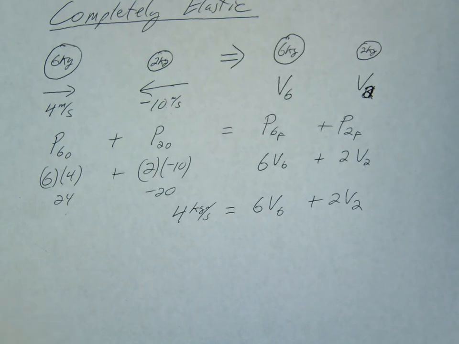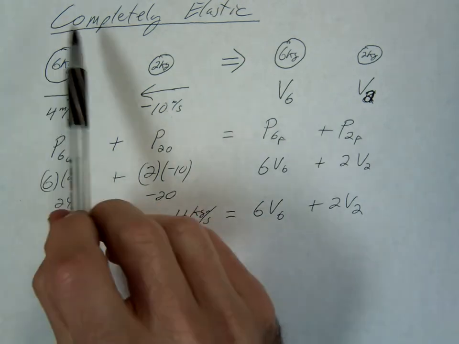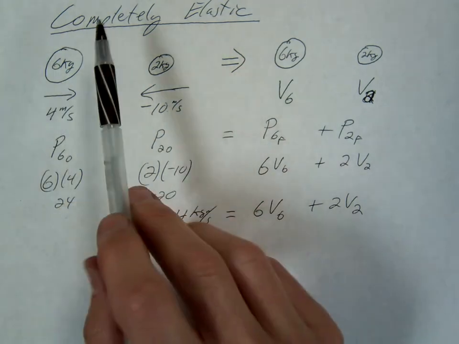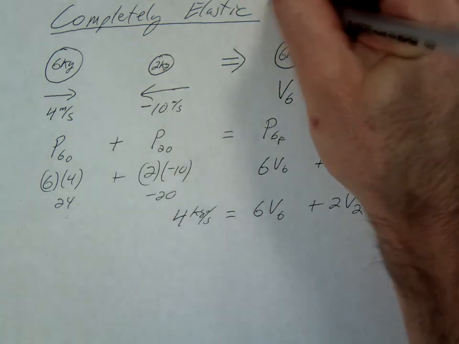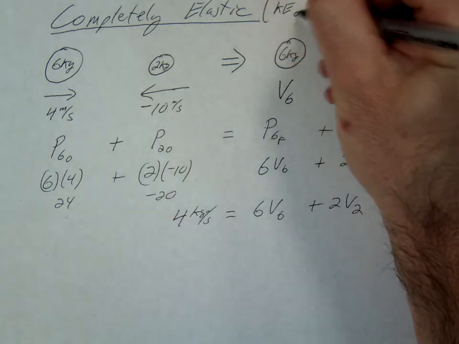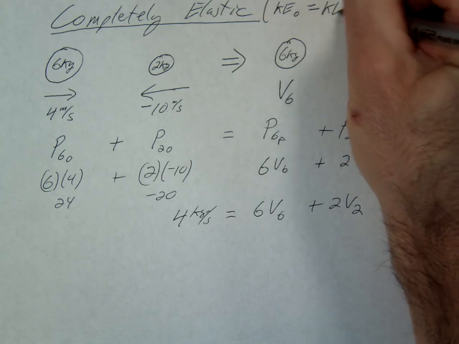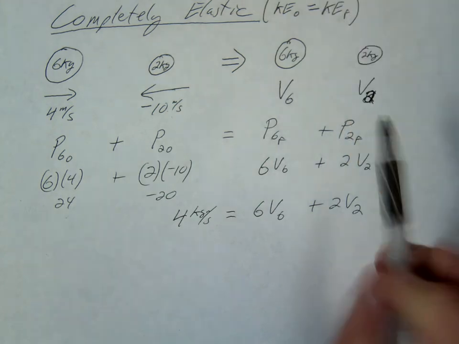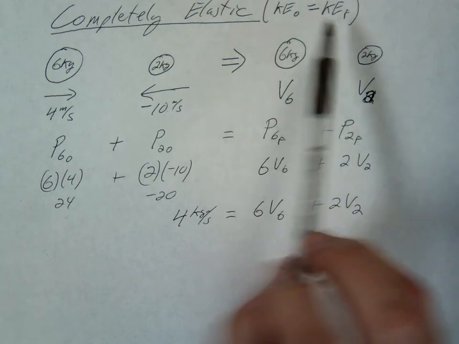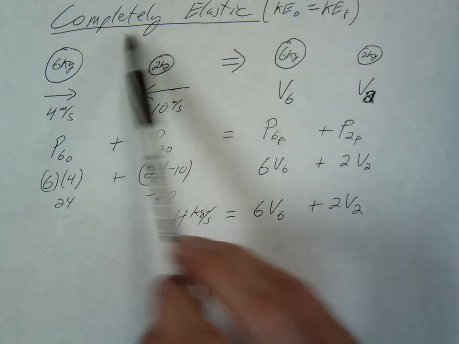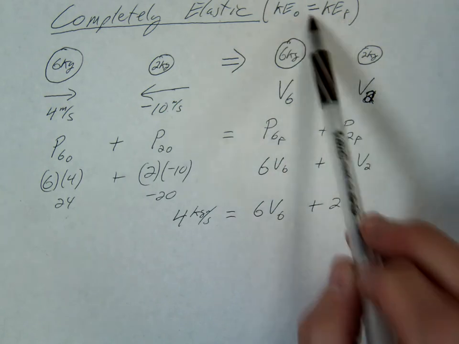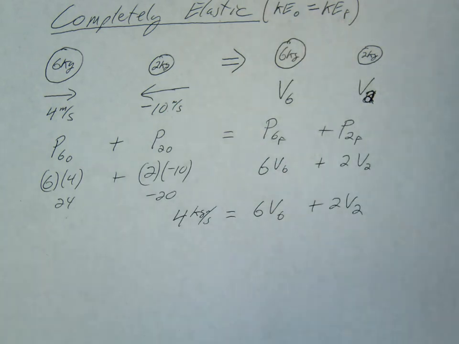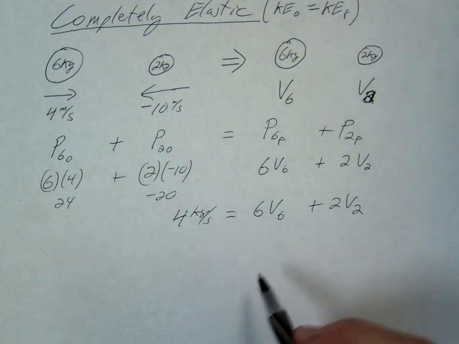Where are we going to get our other equation from? Good. Because I said it's completely elastic, we know an additional piece of information. What do we know? Kinetic initial is equal to kinetic final. Now be careful, you can only do this if they say it's completely elastic. Okay? If it's inelastic, you can't say that these are equal. You have to do it just with momentum.